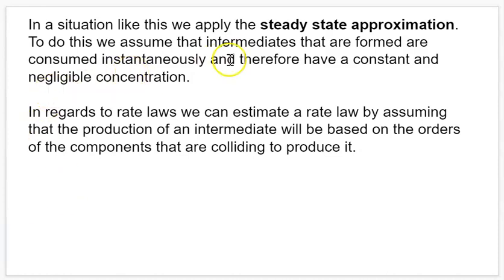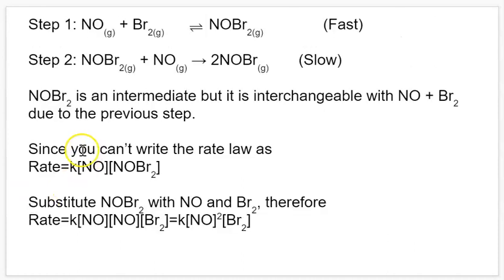And in this, we apply something called the steady state approximation. To do this, we assume that intermediates that are formed are consumed instantaneously and therefore have a constant and negligible concentration. And we can estimate what the rate law is going to be, assuming that the production of that intermediate is going to be based off of the orders of the components that are colliding to produce it. What I mean by that is the existence of NOBr2 in the reaction is based off of this first reaction. So even though the NO and Br2 are colliding to make NOBr2 in a fast step that's not rate limiting, the concentration overall of NOBr2 in the solution is going to be dependent on that reaction.